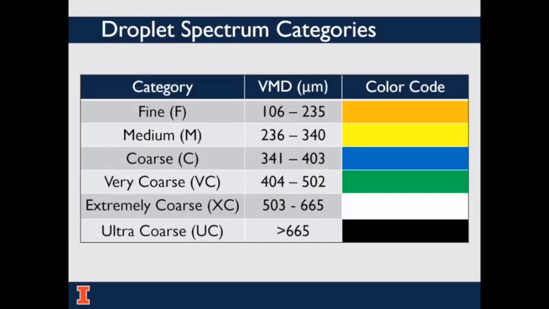To summarize droplet spectrum classification, ASABE has established standardized droplet spectrum categories. These are used not only by nozzle manufacturers, but by pesticide labels when prescribing allowable droplet sizing. Essentially, several named categories, as seen here, correspond to discrete ranges of volume median diameter. For example, the nozzle described earlier with a VMD of 425 microns would be categorized as a very coarse, or VC droplet spectrum, since its VMD falls between 404 and 502 microns. These categories also have color codes to make nozzle catalogs easier to navigate.